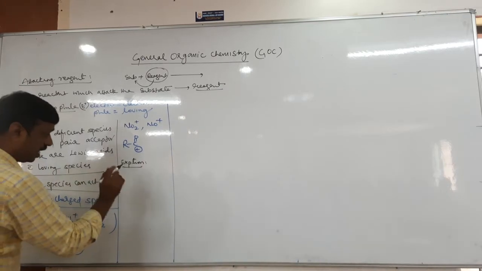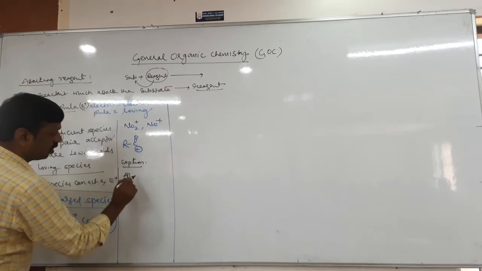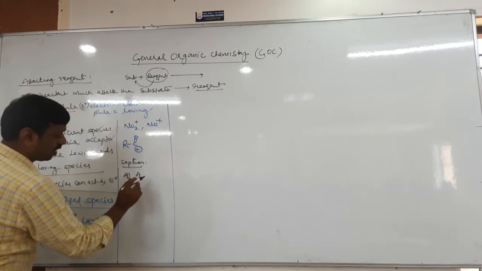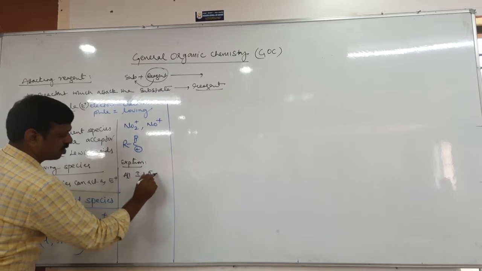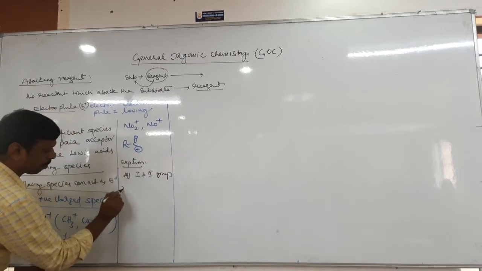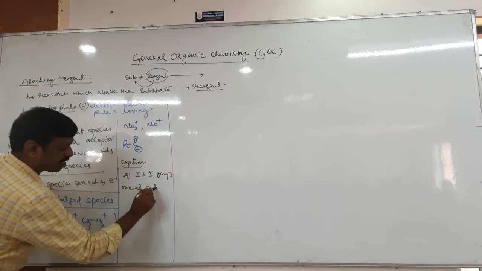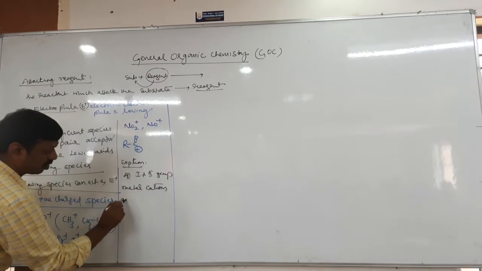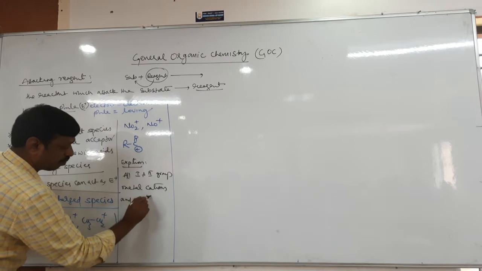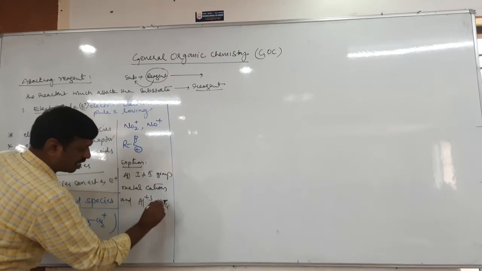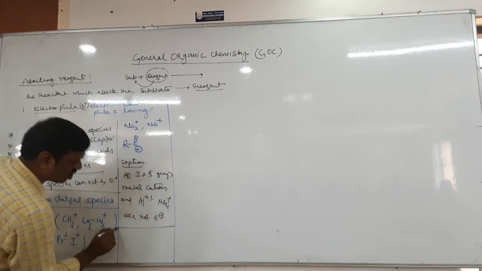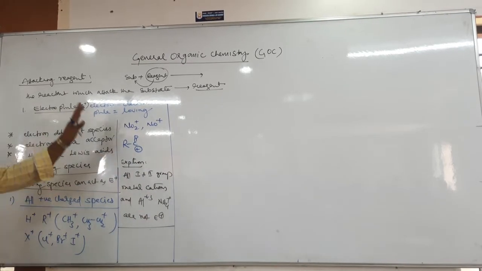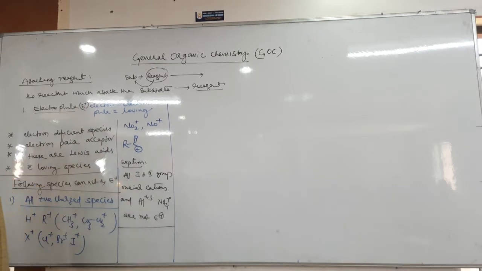And next, aluminium plus 3 and ammonium plus are also not electrophiles. So remember, the exceptions are: all alkali metal cations, that is first group and second group metal cations, and aluminium plus 3 and ammonium plus are not electrophiles. You just remember these exceptions. Except these, whatever the examples given, all are electrophiles only. Okay.